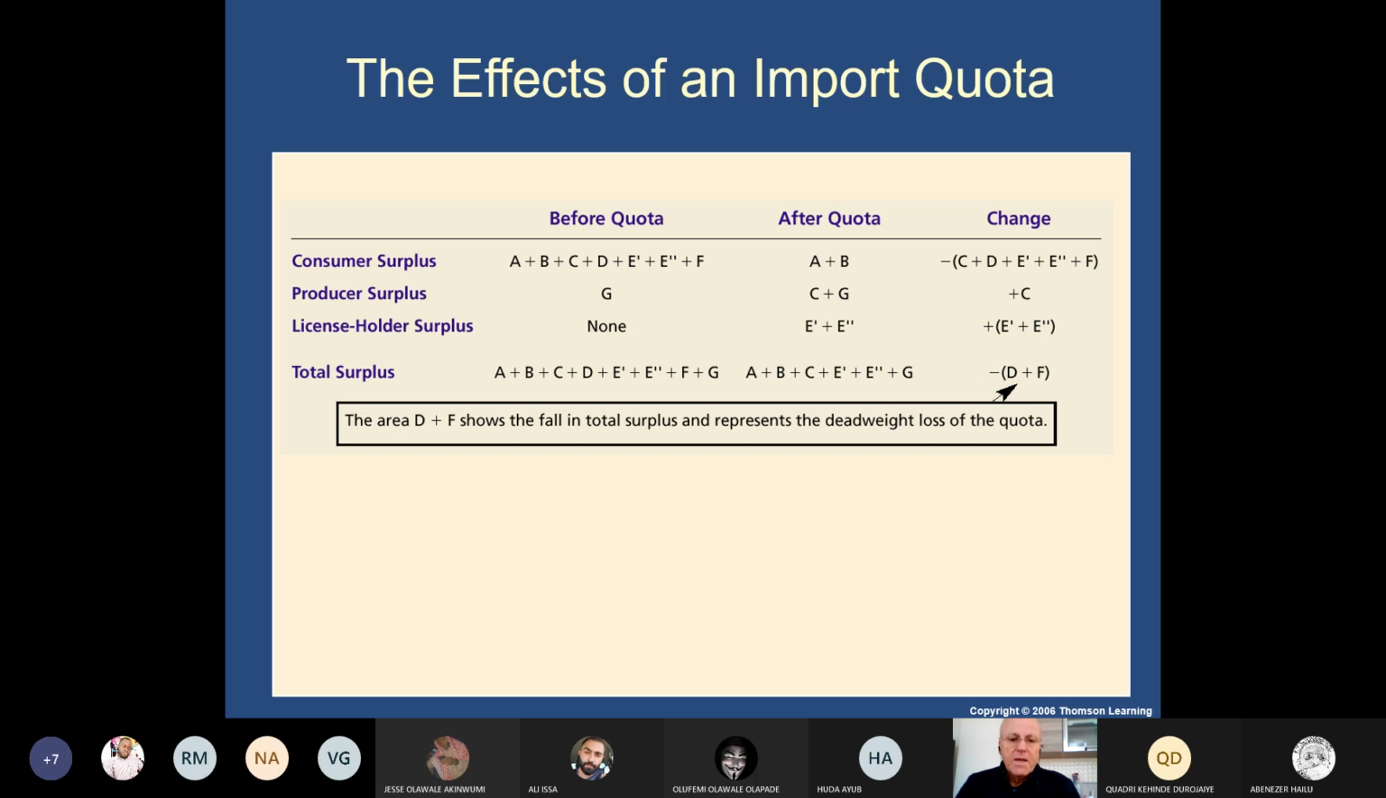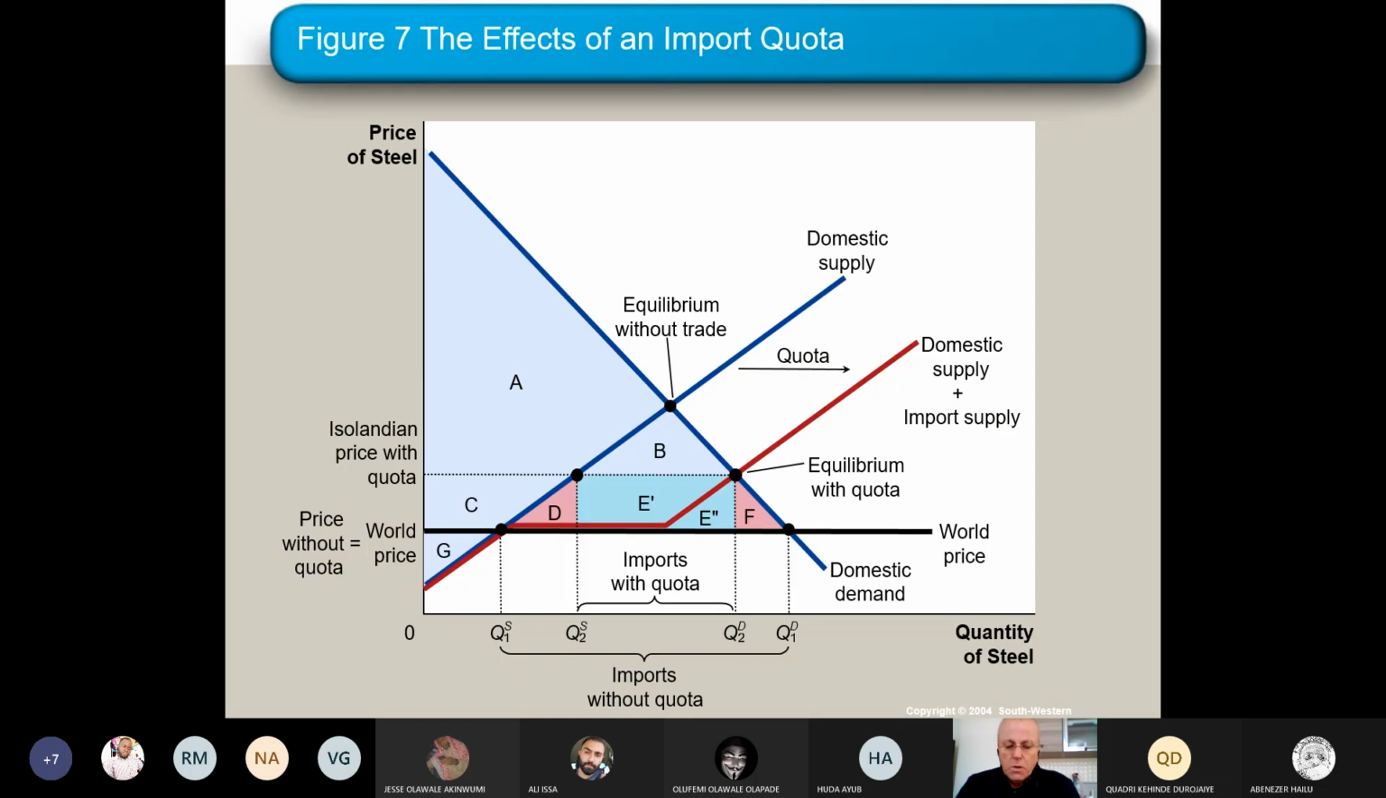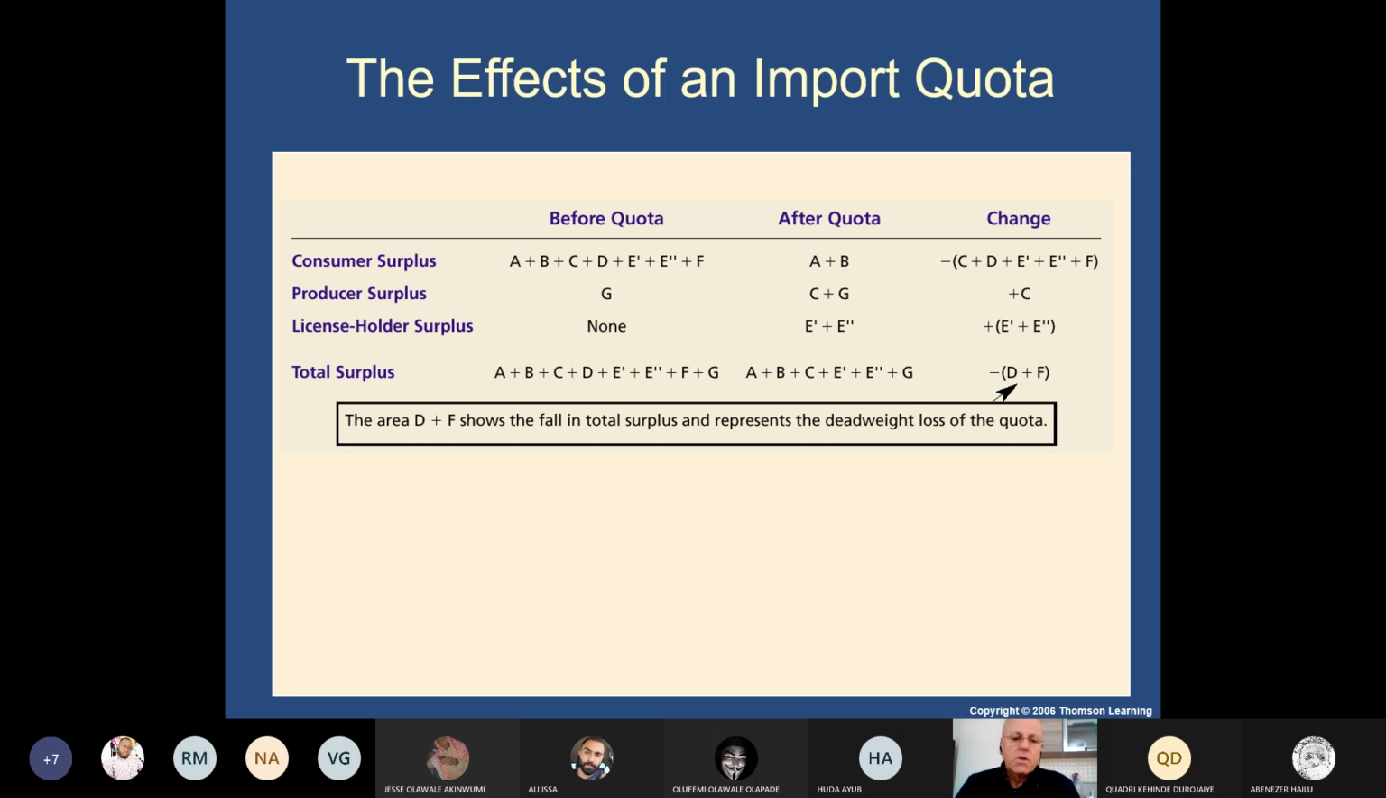As you see here, again, consumer surplus is A plus B plus C plus D plus E dash, double dash, and plus F. After the quota, the consumer surplus is reduced to A plus B only, as you see here, because of the quota. The producer surplus was G, and it is increased to C plus G, and the change is negative.